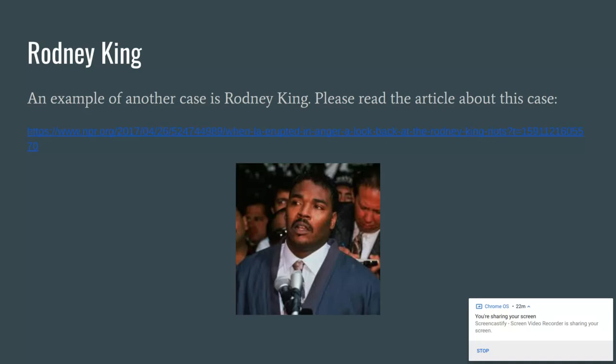What happened in the aftermath then were the LA riots. So like we've seen riots in America now after George Floyd, there were riots. It comes from the anger and the frustration that justice does not happen.